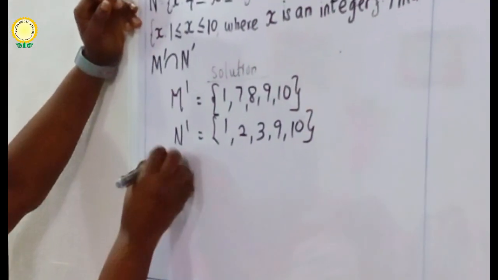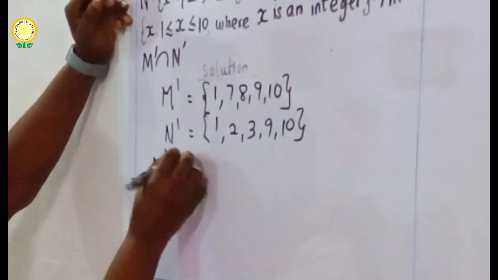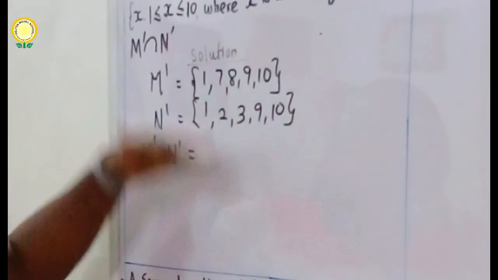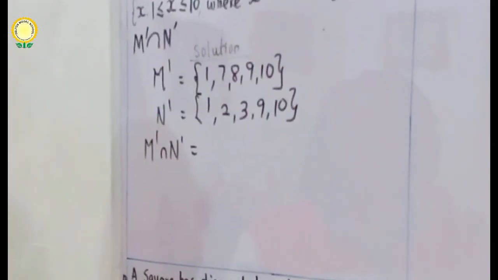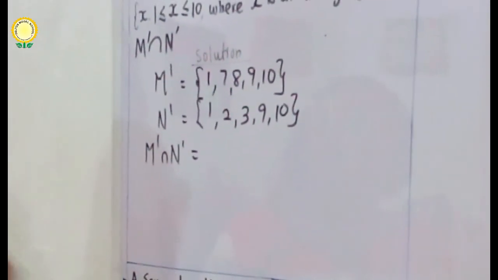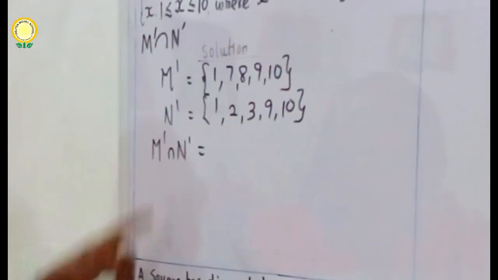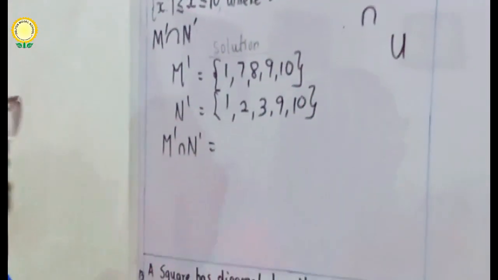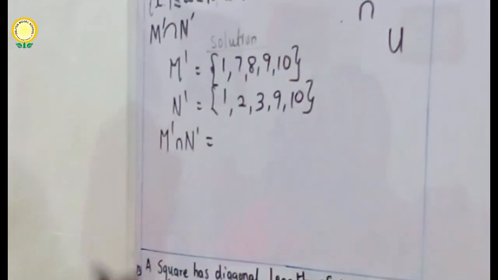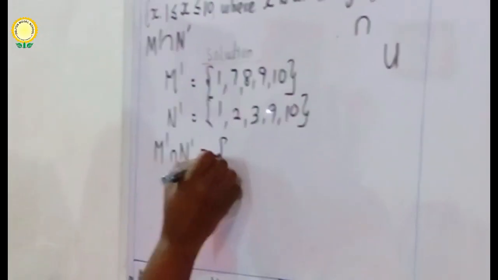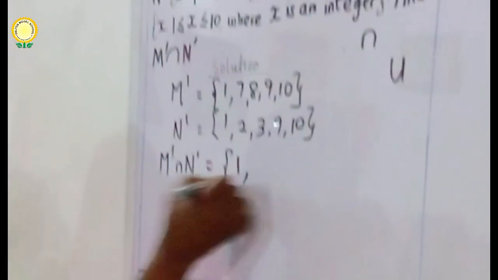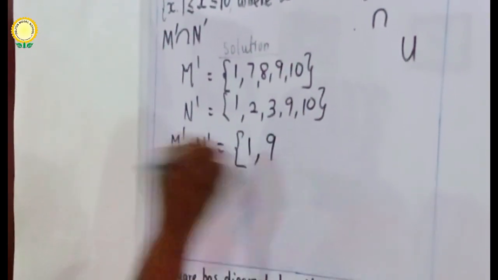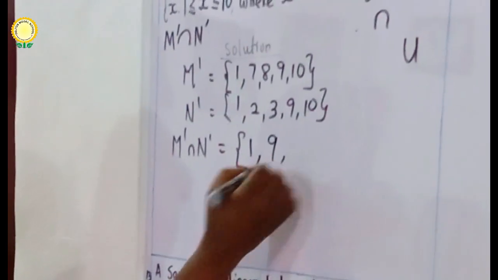Now, what is the intersection? What are the numbers that are in these two sets, that are common to the two sets? The numbers common to the two sets, that's the intersection. But if it was union, union means everything together. But this one is just those common to both of them. So 1 is common, right? What other number is common? 9. What other number is common to the two sets?